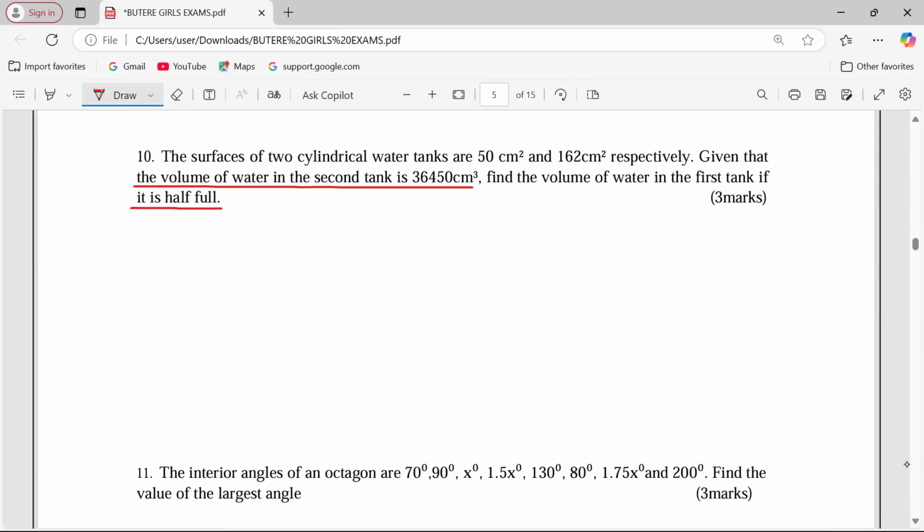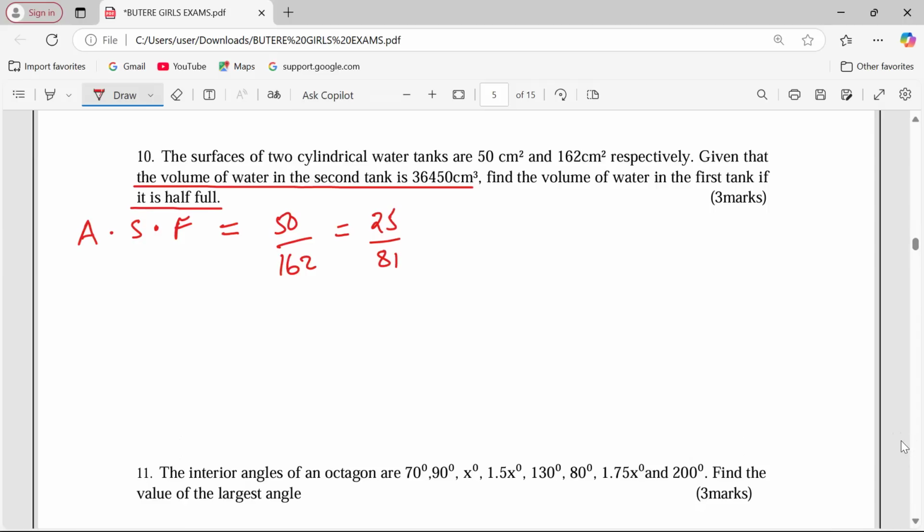The concepts here now are increasing. But let's deal with measurement first, similarities and enlargements. We know that when the ratios of areas are related, whether surface area, base areas, curved areas, or simply area, we relate them to get the area scale factor. So area scale factor equals 50 over 162. This can simplify to 25 out of 81.